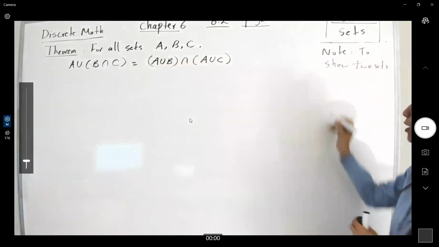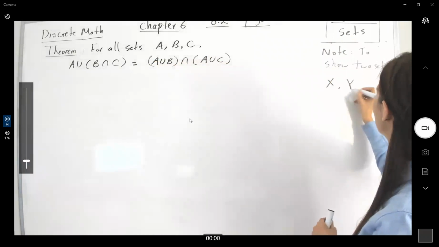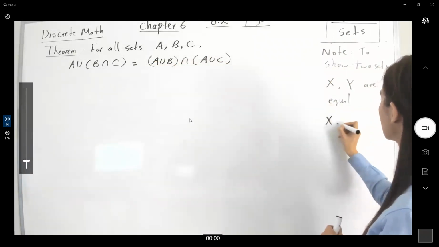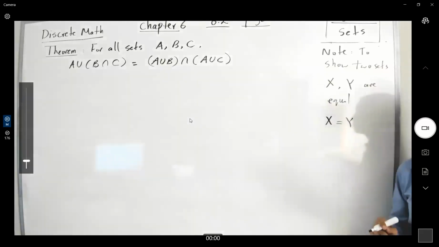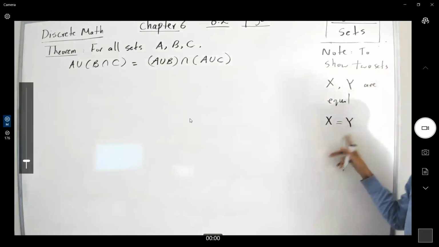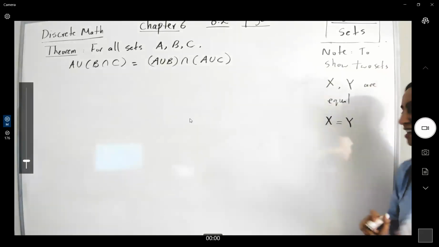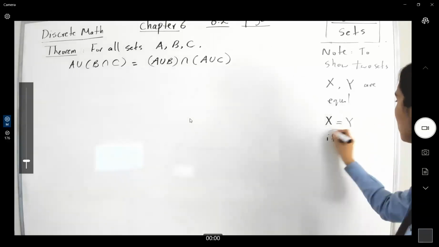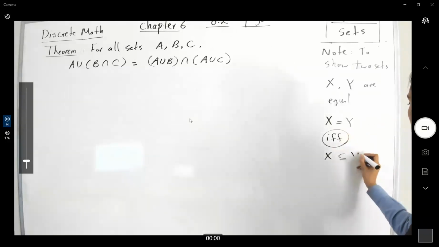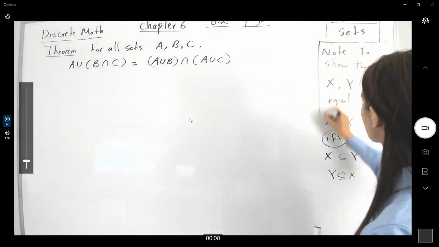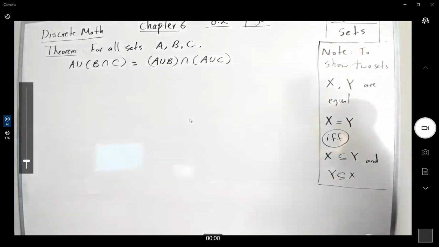Like X and Y are equal to each other. So to show that X is equal to Y, we need to show that X is a subset of Y and Y is a subset of X, if and only if X is a subset of Y and Y is a subset of X.